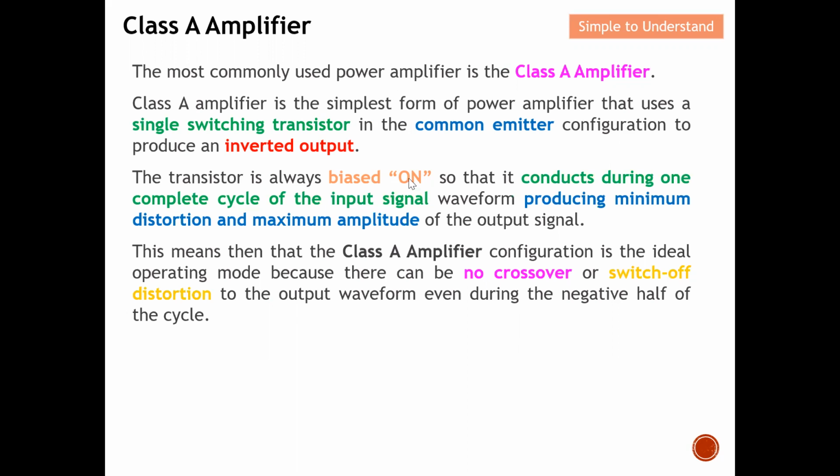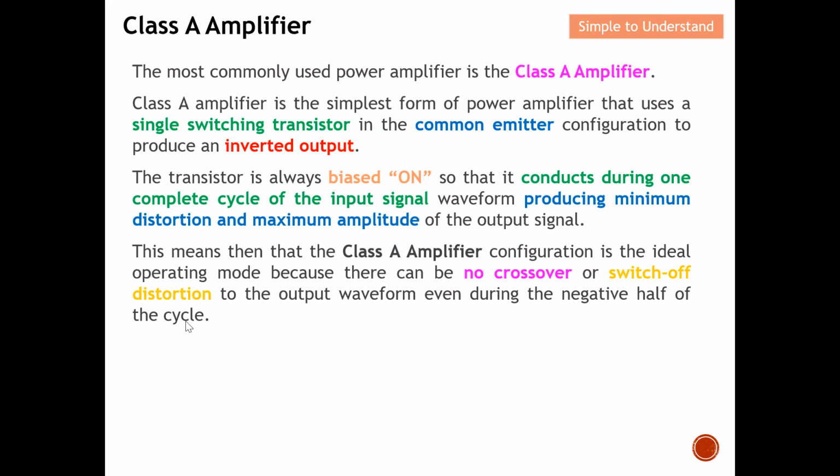The transistor is always biased on. With or without the signal, the transistor is always on because VCC will provide the current at the collector so that it conducts during one complete cycle of the input waveform, producing minimum distortion and maximum amplitude of the output signal. This is what I have mentioned earlier on, because they conduct 360 degrees, they have the minimum distortion, which means they are the most linear amplifier as compared to class B and class C. This means that the class A amplifier configuration is the ideal operating mode because there can be no crossover or switch-off distortion to the output waveform even during the negative half of the cycle.